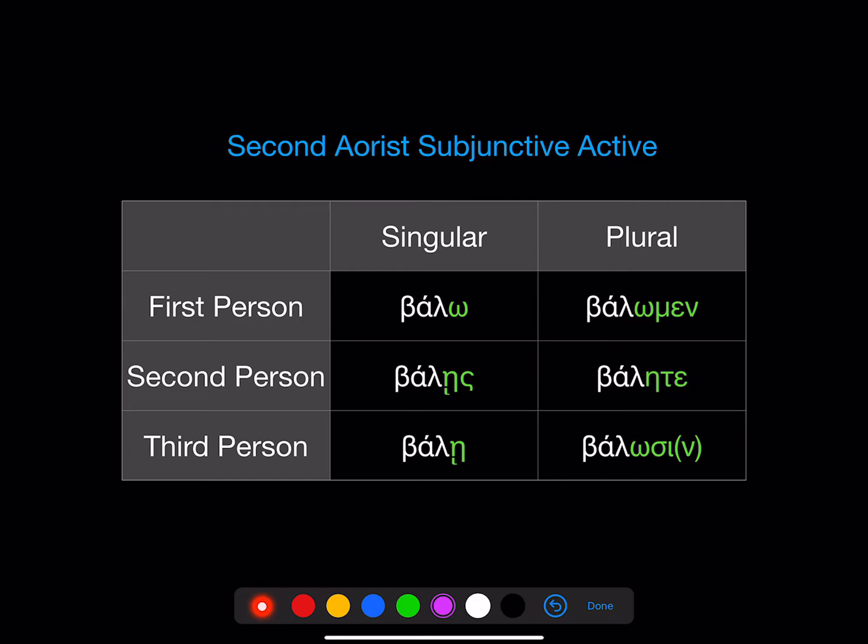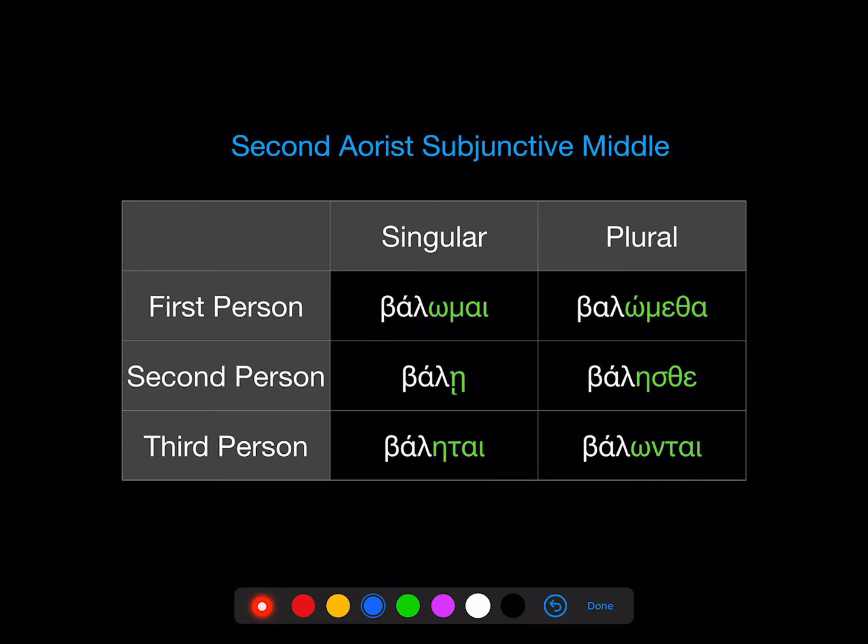The second aorist subjunctive active is again from that same stem with the exact same endings we just used for the present subjunctive active. So o, eis, ei, omen, ete, osin. And the second aorist middle uses the exact same endings that we just used for the present subjunctive middle. Omai, ei, etai, ometha, esthe, ontai.